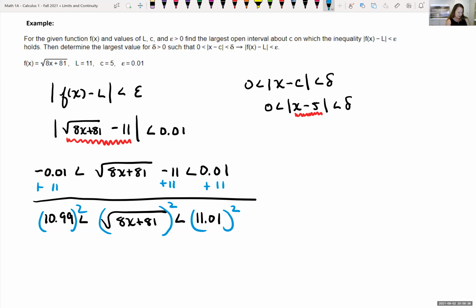And so we have 10.99 quantity squared. That's going to give us 120.7801 is less than 8x plus 81, which is less than. So if I take 11.01 and I square that, I get 121.2201.